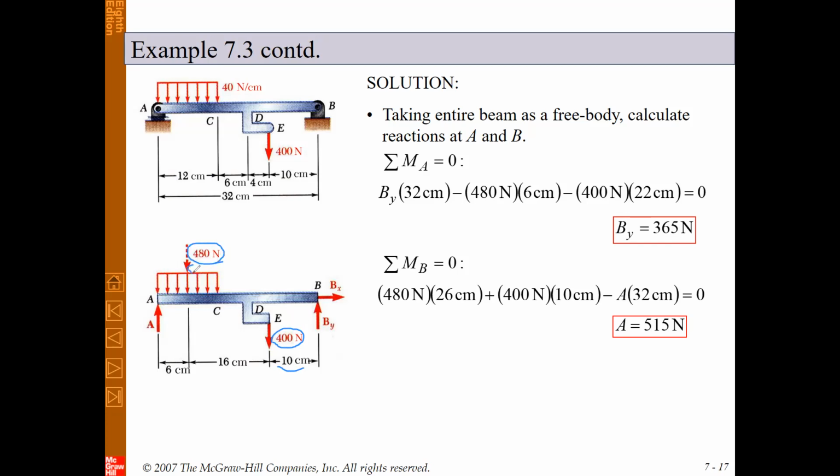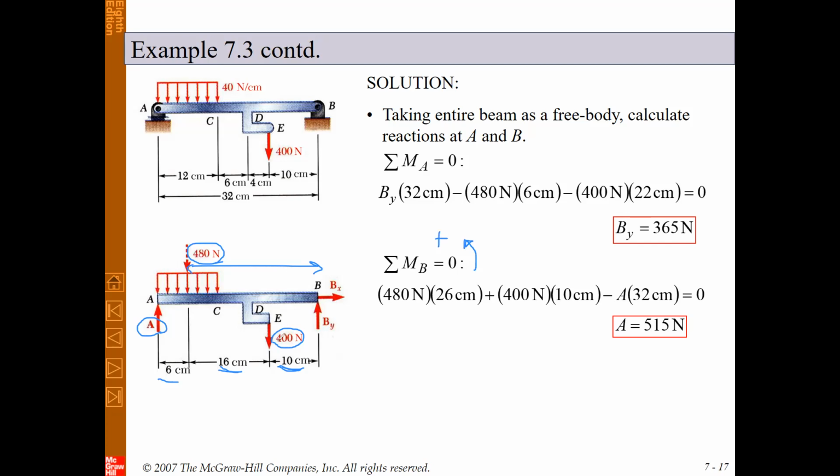The arm is equal to this length, and it's equal to 10 plus 16. And finally, we have a moment due to this force A multiplied by its arm, which is 6 plus 16 plus 10. And then we can consider a direction for the positive direction of the moment. For example, we can assume again that counterclockwise direction is positive.